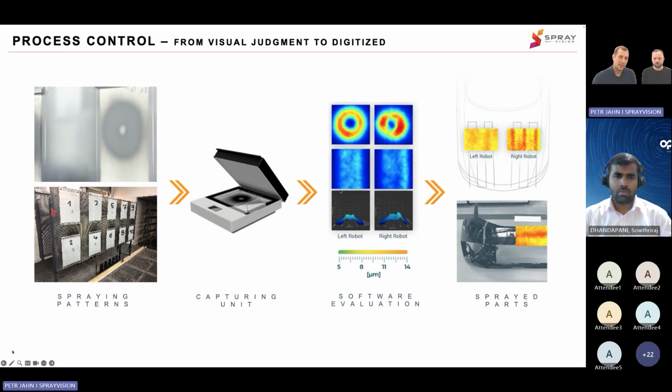Once it's done, and it takes around 20 seconds to make this operation, you are receiving the information if the output is proper, as you can see on the left picture, or there is some improper distribution of the paint, as you can see on the right picture.